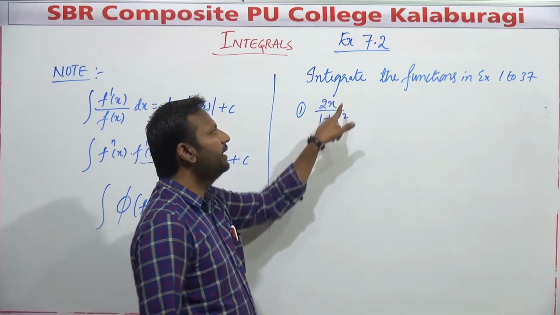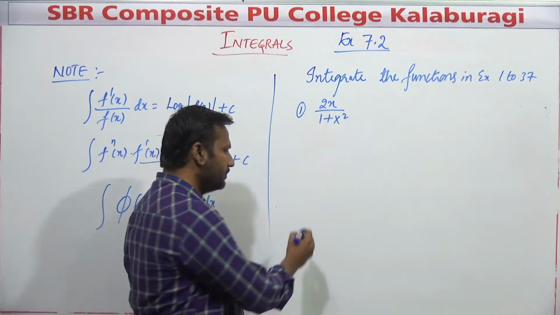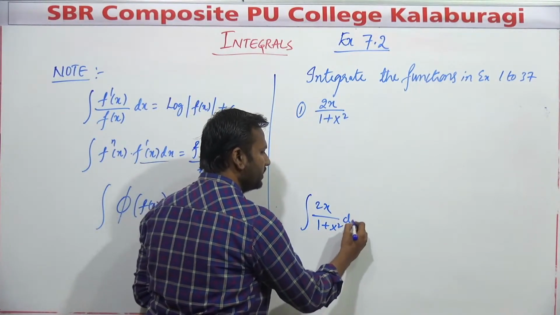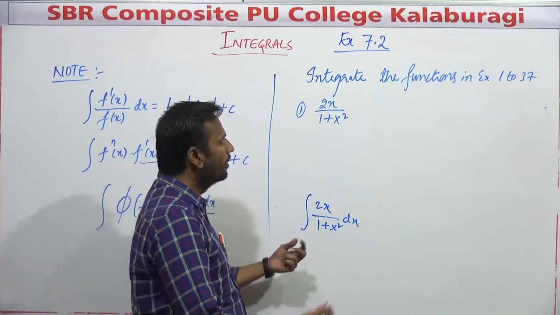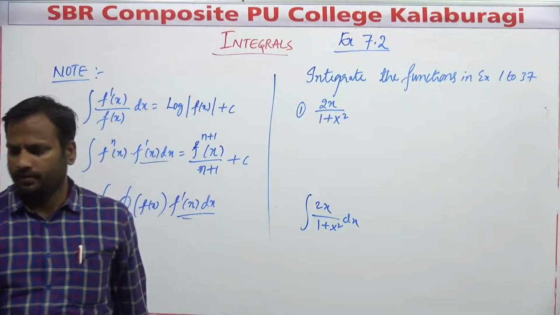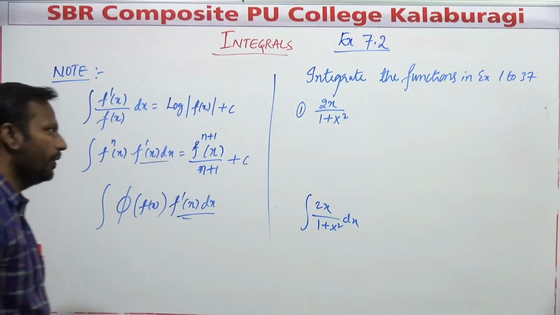They are saying integrate this one. So sometimes they will provide it like this: 2x divided by 1 plus x squared dx. Evaluate, like this they provide. Or else in word form, they make you integrate 2x divided by 1 plus x square.